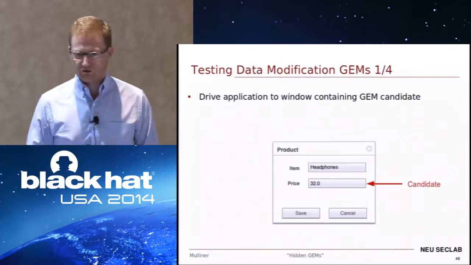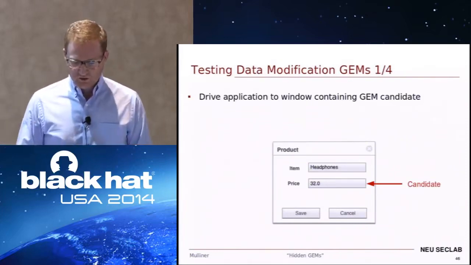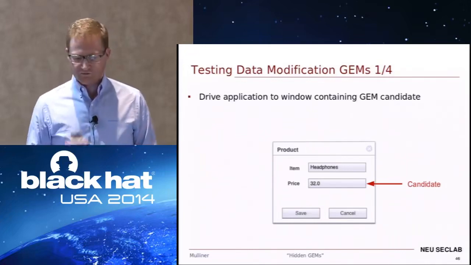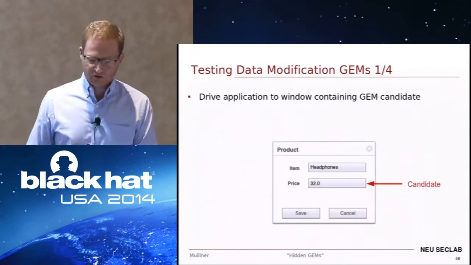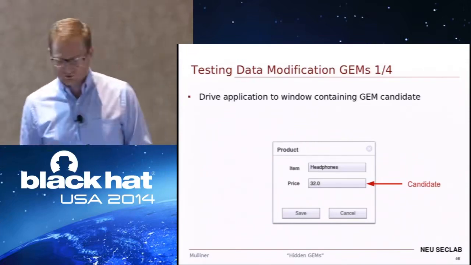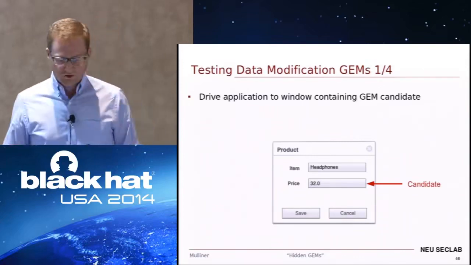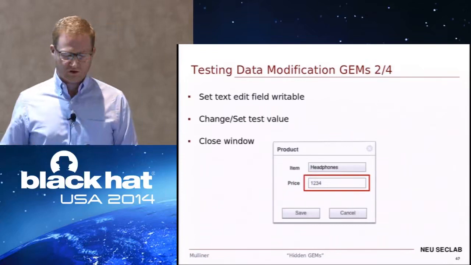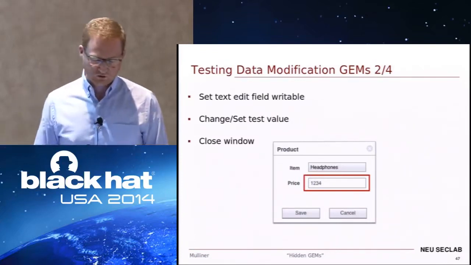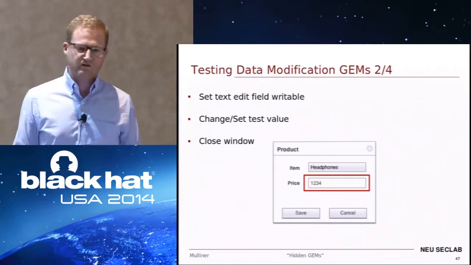And I'm also going to show you a demo for the attack, if there is time. Basically, we drive the application to this window and say, okay, we want to test this candidate, so the price. Then we set this field to read-write and change the value, close the window, and we have some basic heuristics.